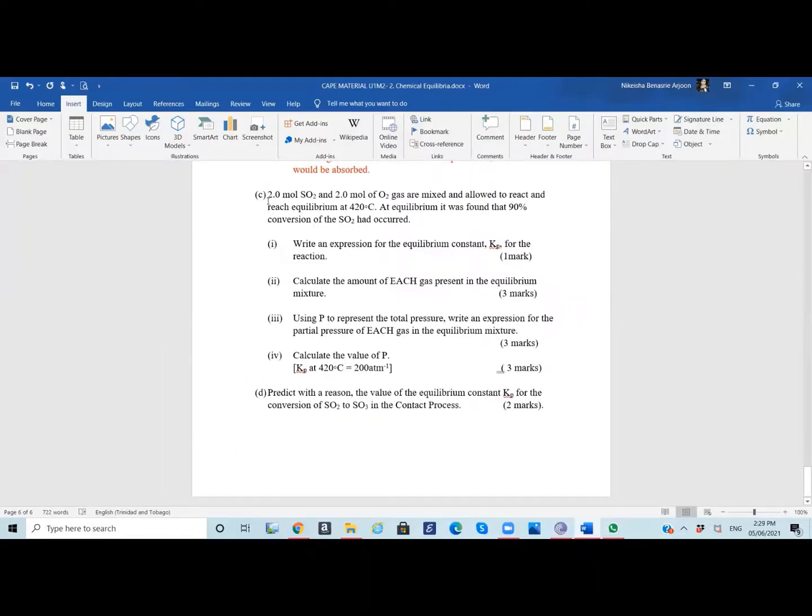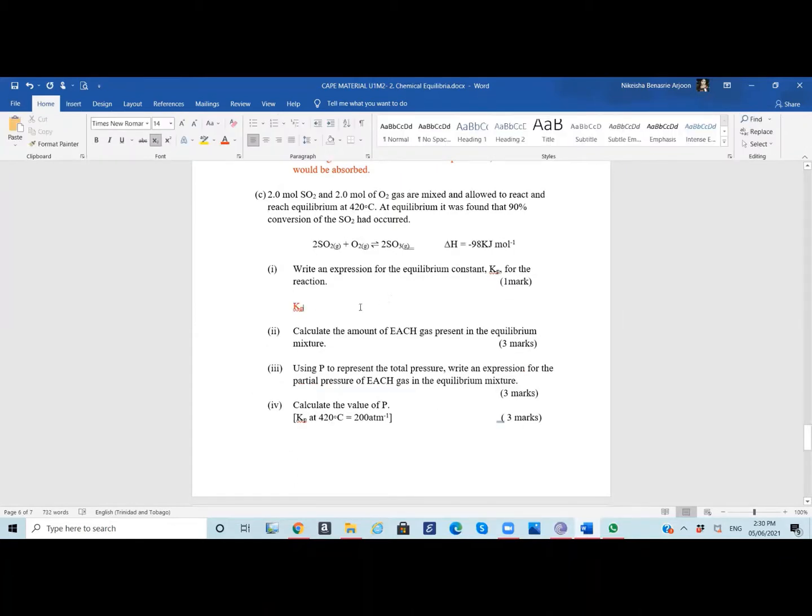Part C: 2 moles of sulfur dioxide and 2 moles of oxygen gas are mixed and allowed to react and reach equilibrium at 420 degrees Celsius. At equilibrium, it was found that 90% conversion of the sulfur dioxide had occurred. So part 1, write an expression for the equilibrium constant, Kp, for the reaction.